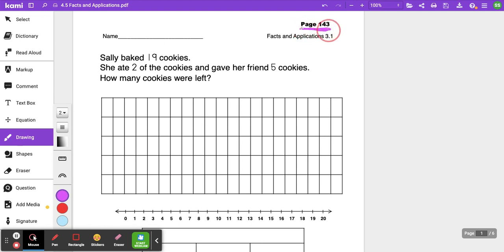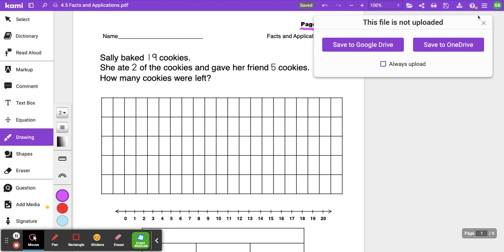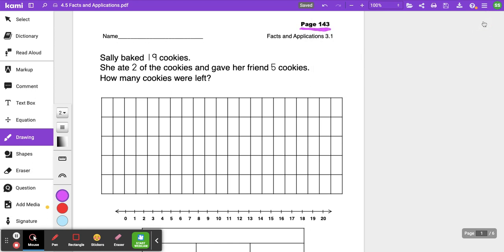I'm finding the page. I'm finding page 143. When you have it open, go ahead and start reading with me, please. All right, everybody ready? Let's read it. Sally baked 19 cookies. She ate 2 of the cookies and gave her friend 5 cookies. How many cookies were left?